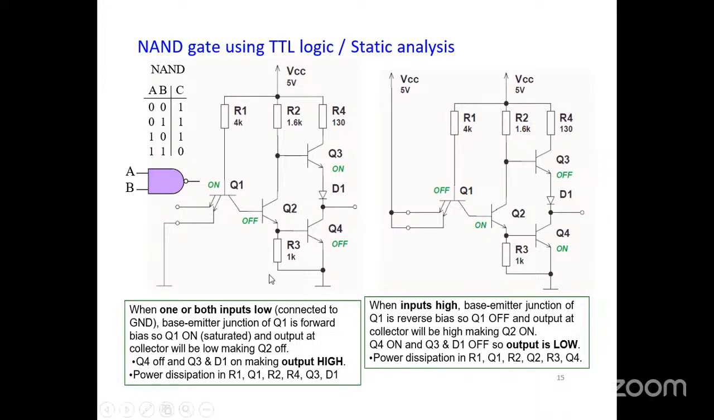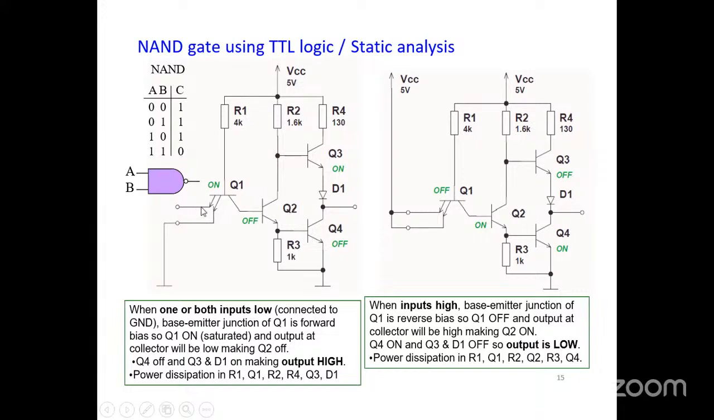So for the NAND gate, when 0 0 are the inputs, the output goes high because it is like an inverter connecting, and for 0 1 the output is also 1. If any input is 0, then the output goes 1. When both inputs are high, then the output will be 0.